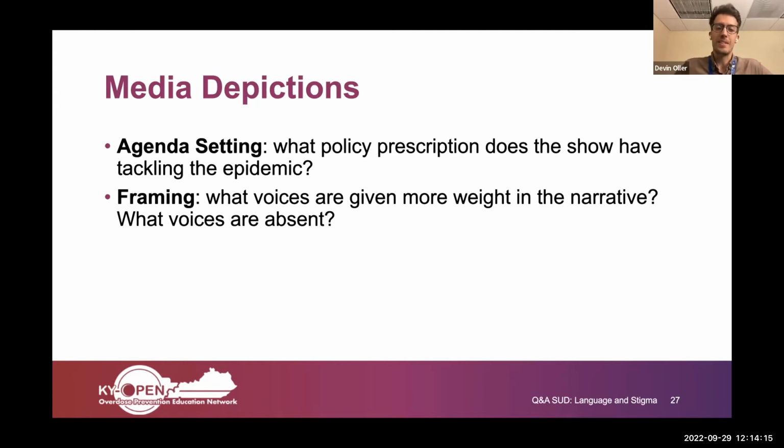So the questions to ask: with agenda setting, this is the idea that media depictions often have an agenda around them, right? Is there a policy prescription that the producers, the editors, the writers of the show have for tackling the epidemic? And framing is also important, right? We're hearing this narrative through a handful of voices. Which voices are given more weight? What voices are absent from the narrative that's being depicted?